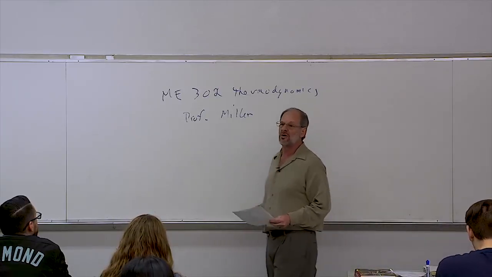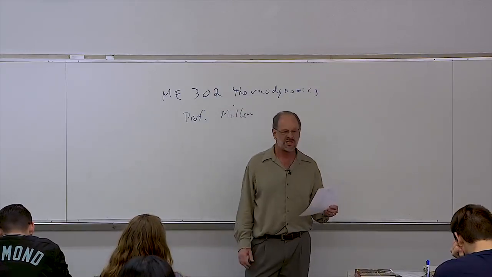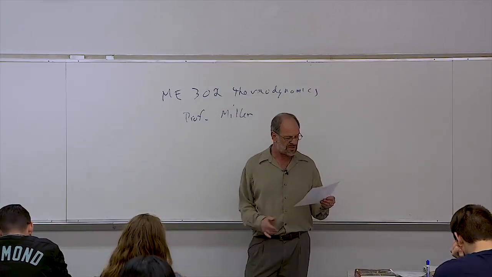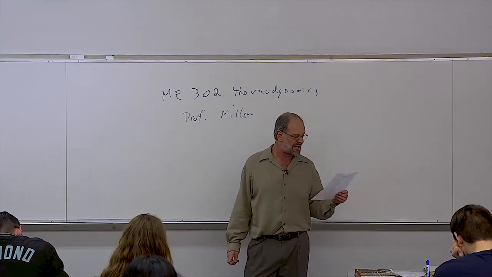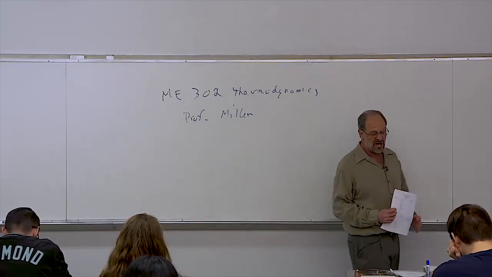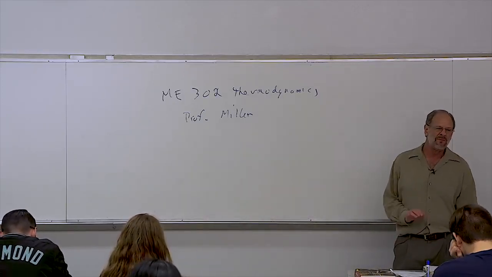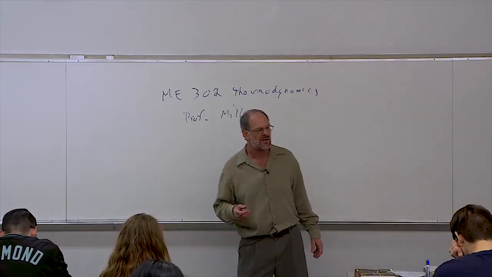As far as the grading goes, 10% for homework, 25% each for the 2 midterm exams, the dates of which are shown on the back of the syllabus, and then 40% for the final exam. I will note that I grade on what I like to call a modified class curve. Roughly it's going to be 90% A, 80% B, 70% C, et cetera, et cetera.